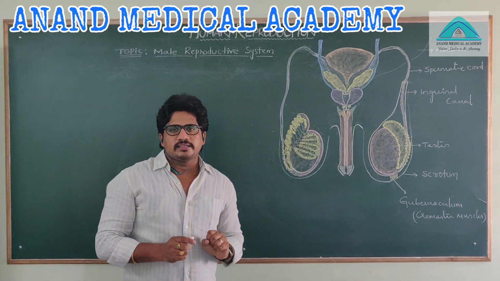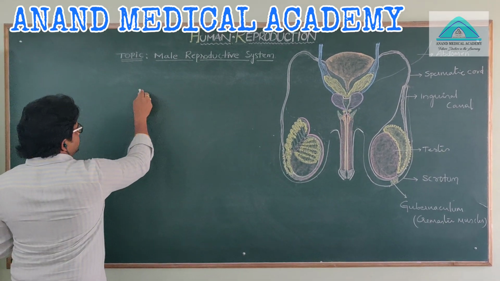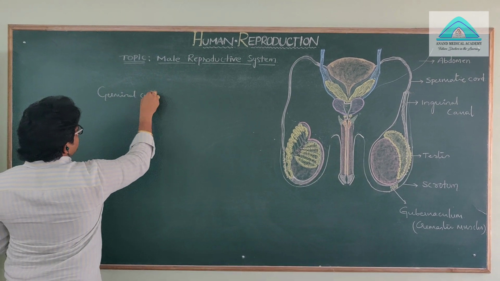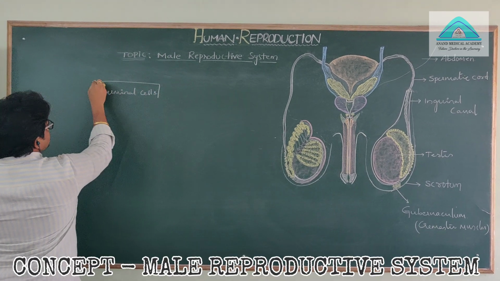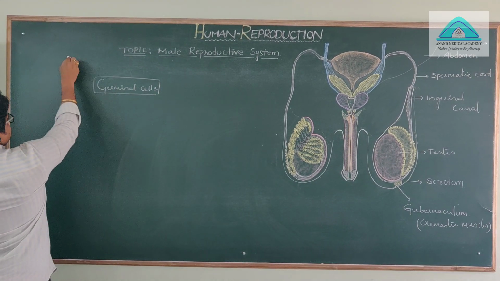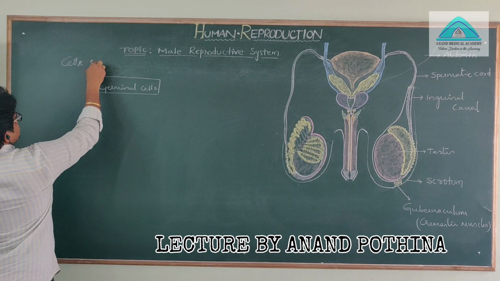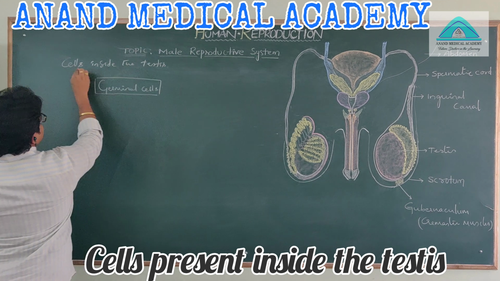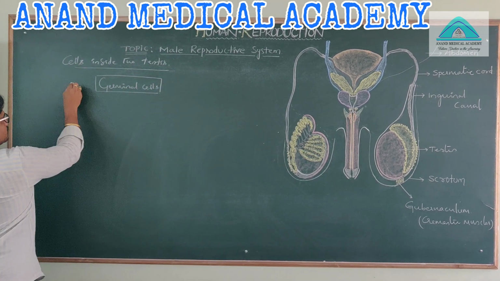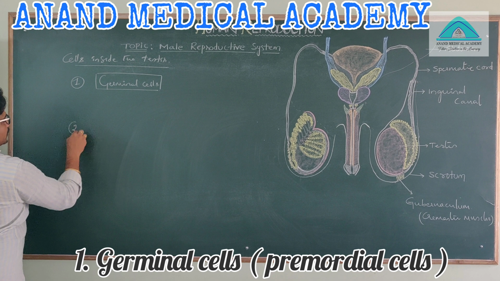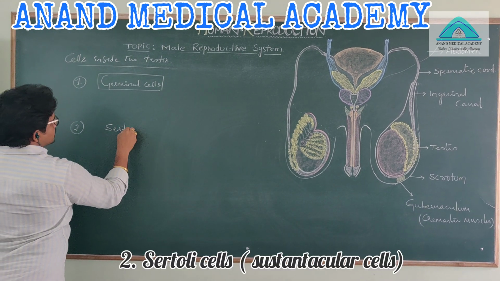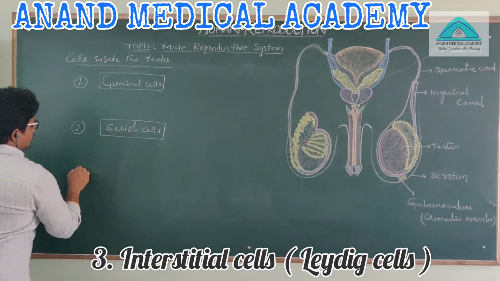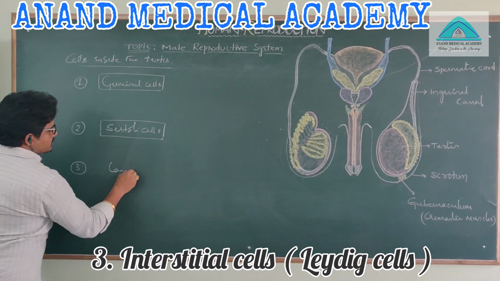Important cells present inside the testis. Let us see. Mainly germinal cells are present inside the testis. Cells inside the testis: number 1, germinal cells; number 2, Sertoli cells; and number 3, Leydig cells.